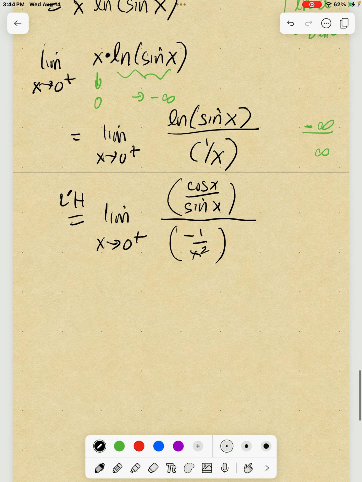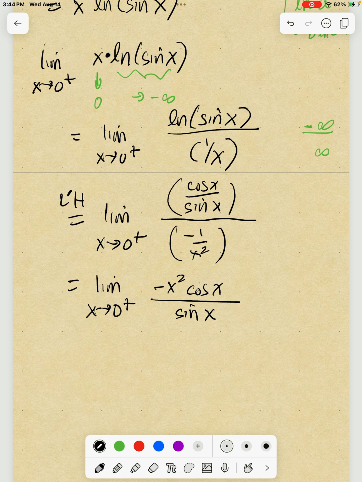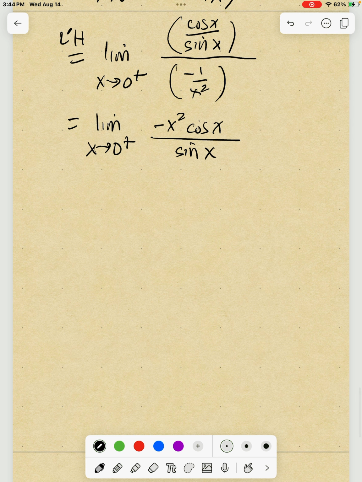And so this is equal to the limit as x goes to 0 from the right of negative x squared times cosine x over sine x. And now what happens when you plug it in? On the top you get 0 because I have this x squared that's giving me the 0, and on the bottom sine of 0 is 0. So I have 0 over 0, so now I need to do L'Hopital's rule again.